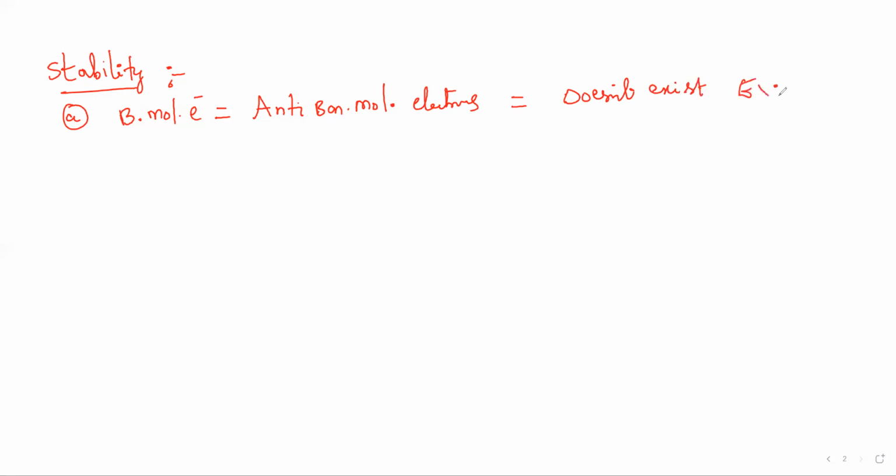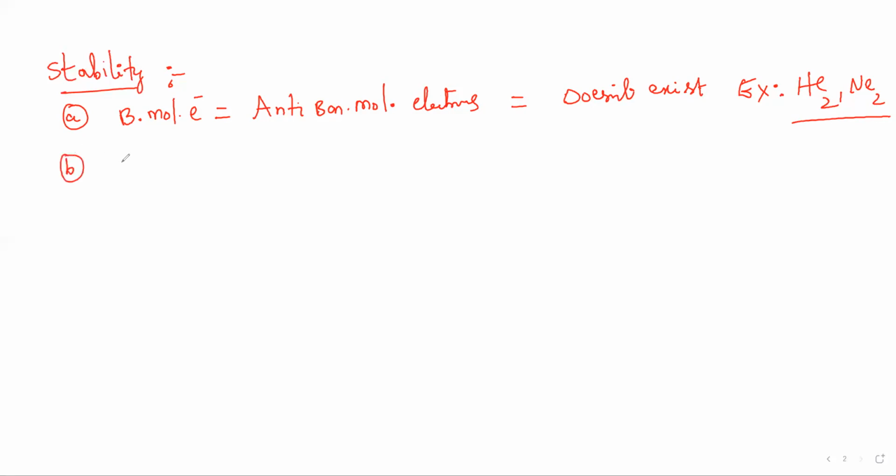Examples: He2 and Ne2. We already know that helium and neon belong to the 18th group, so those are very inert. They will be in monoatomic gas form, not in diatomic gas form. That's the reason these two molecules will not exist. For these molecules, the number of bonding electrons will always equal the number of anti-bonding electrons.